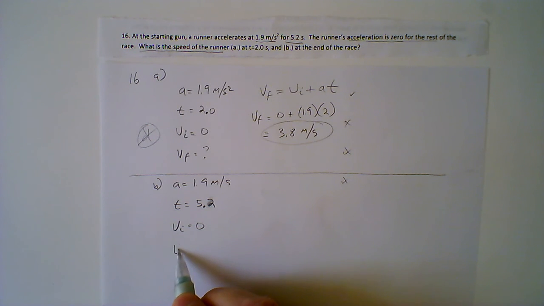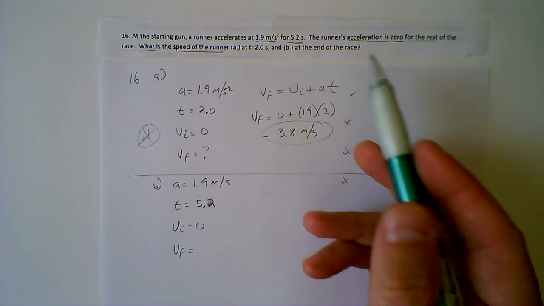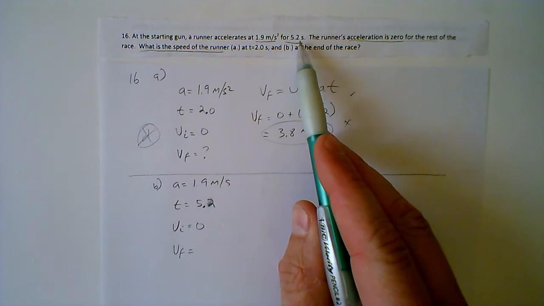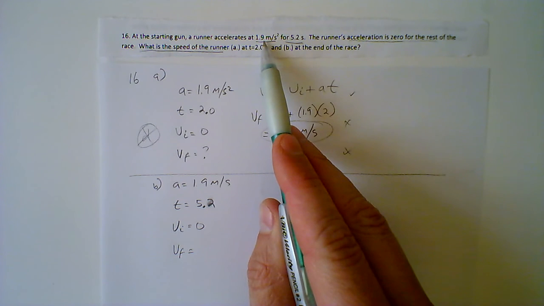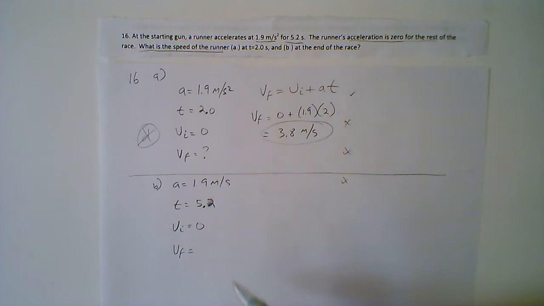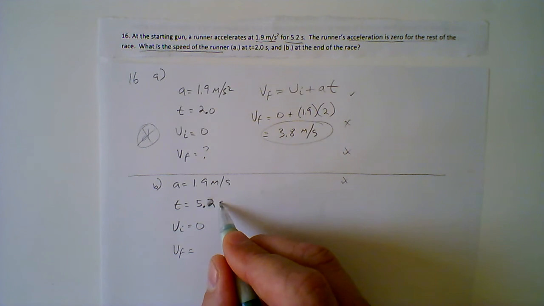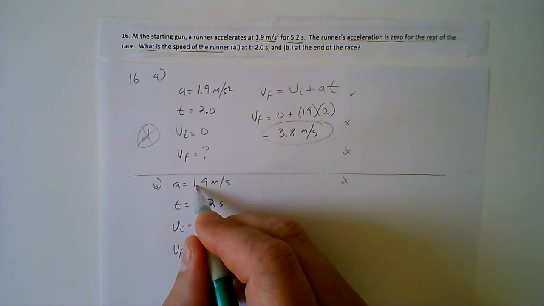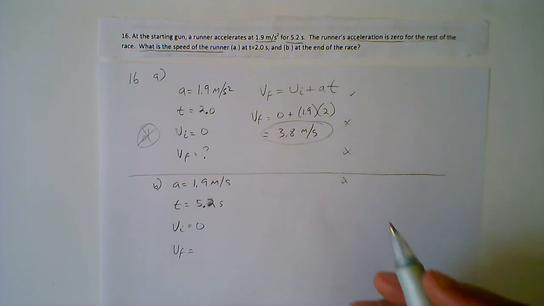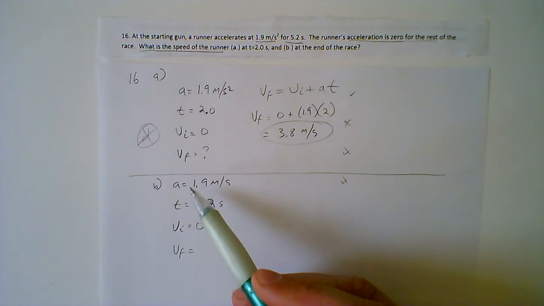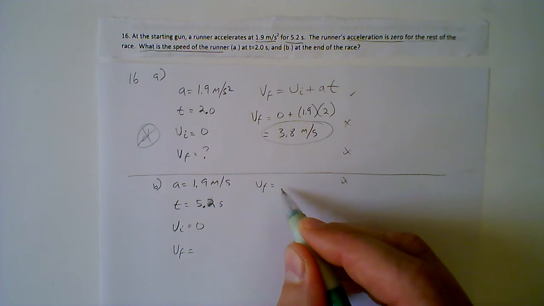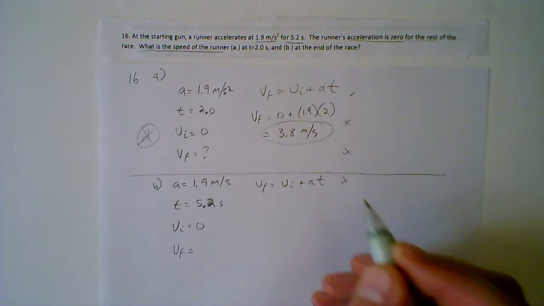And we're concerned with his final velocity at the end of the race. Well, we don't know when the race ends, but we do know something. At 5.2 seconds, he's no longer going to be speeding up or accelerating at this rate of 1.9 meters per second squared. So really, we want to find out how fast he's going at 5.2 seconds. Once we know that, we know that he's going to keep on going at that speed the rest of the race until the very end. So AT, VI, VF, same equation. We would have picked it the exact same way. VF equals VI plus AT.